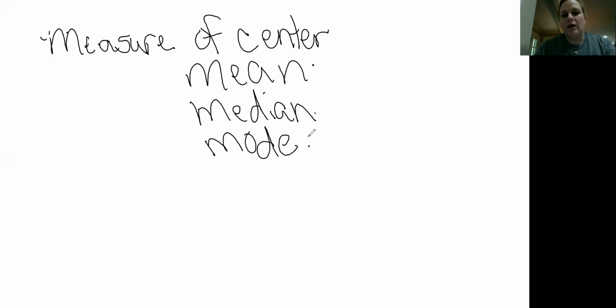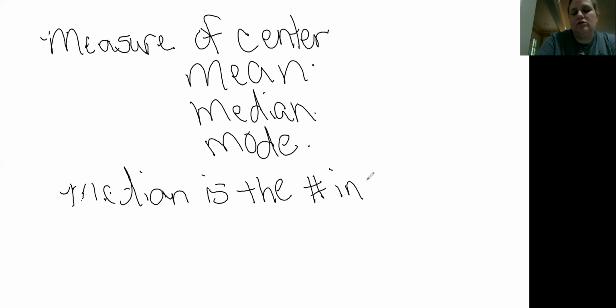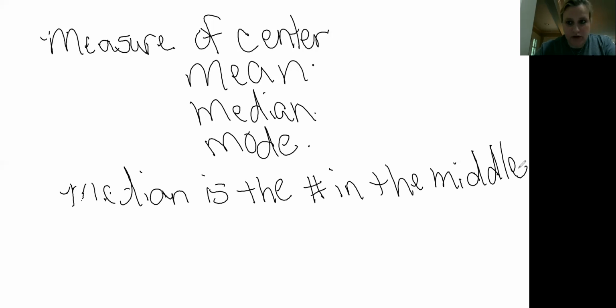So mean, we discovered, was pretty much the average. Take the numbers, add them up, divide by how many numbers you have. Median and mode are, I think, the most simple process for data measure, because basically all you do with median, okay, it's the number in the middle. So literally, it's the number in the middle.